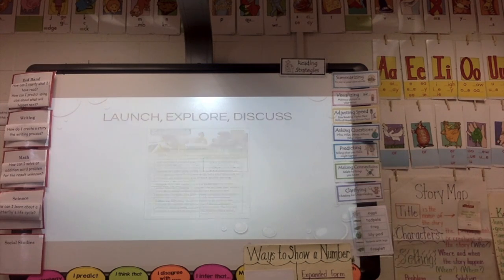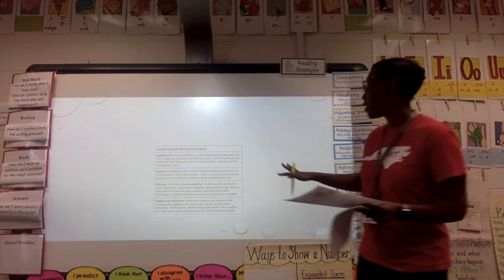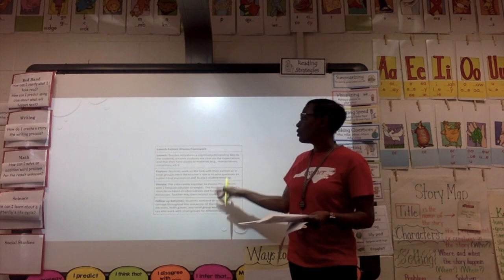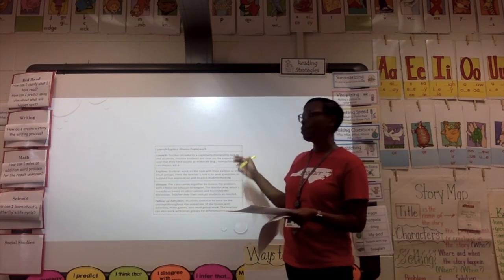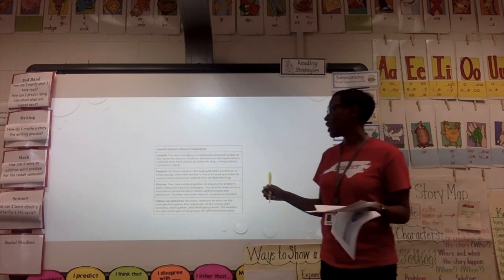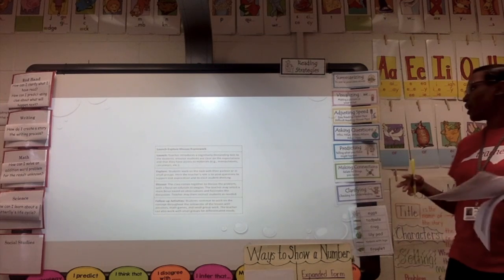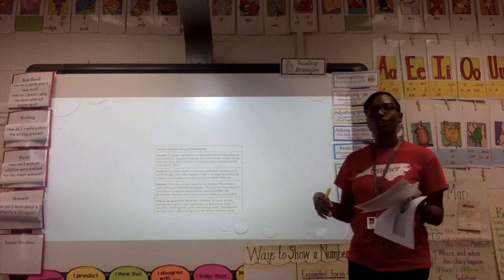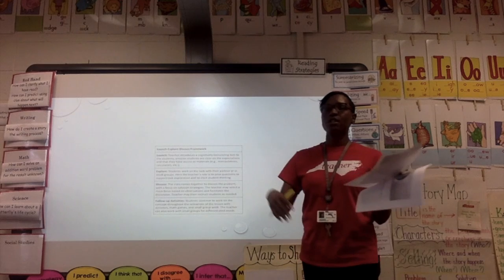Okay. So here, right on your article, there is a summary of the whole model, where in the launch, the teacher introduces the cognitively demanding task. That's where you explain what you want them to do. Then we have the explore, where the students can be working with a partner to solve that task. And then we have the discuss, where you come back together as a class and you are discussing the different strategies that the students are using.